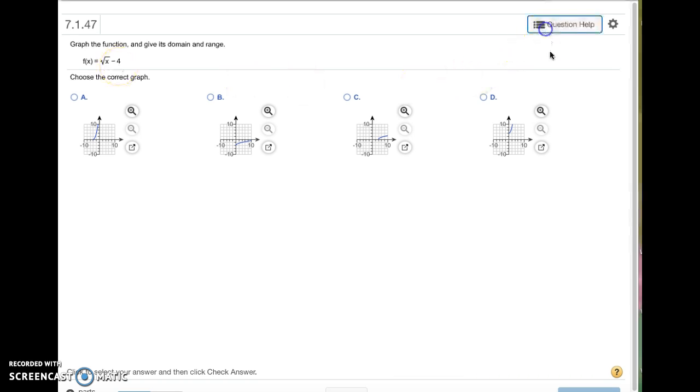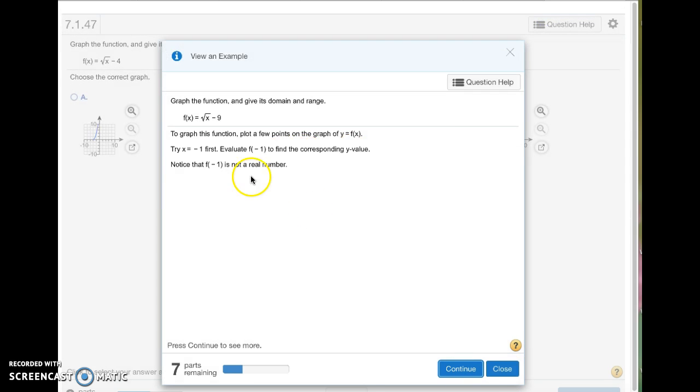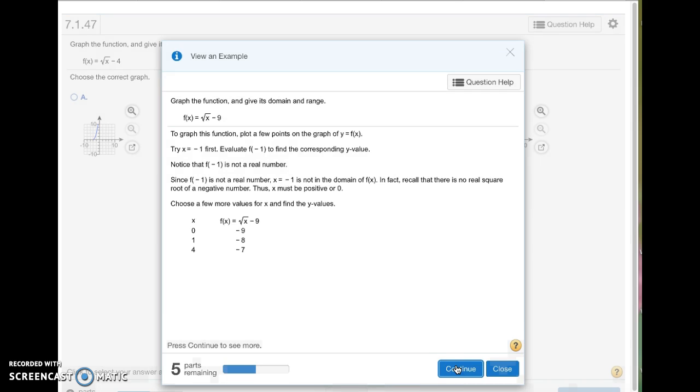This is where they actually got their numbers. As you can see in the question help, they first tried negative 1, just to tell you that you cannot replace x by negative 1, because that will give you a not real number, and that cannot be applied to this function. Therefore, you're only limited to positive values of x, including 0. So start with 0. It doesn't have to be 0, 1, 4. It could be 0, 1, 9.